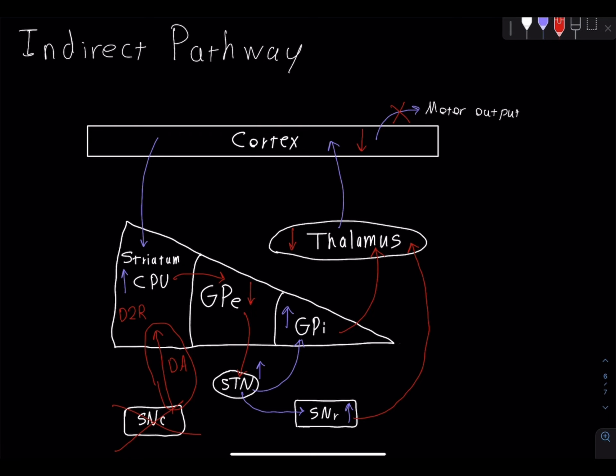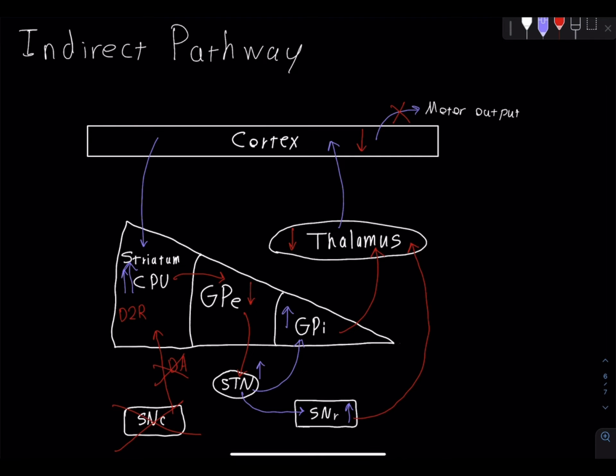So imagine that this goes away. If you take away the inhibition, you're in effect going to have excitation, right? So it's going to excite this pathway even more than usual, right? So we can represent that with a bigger arrow.